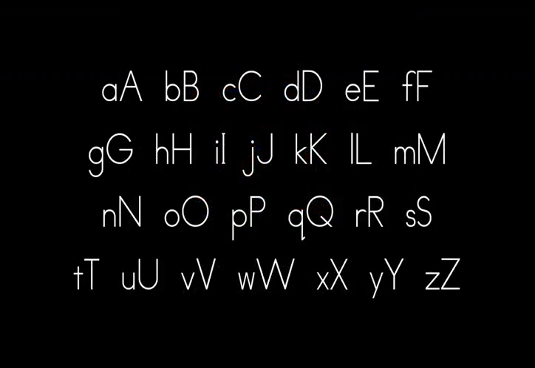Sometimes we call the letters ABCs or the alphabet. Every letter can be written as a small letter or a capital letter. The letters on this chart are written with the small letters or lowercase letters first because when we are reading or writing, you will use the small letters most of the time.